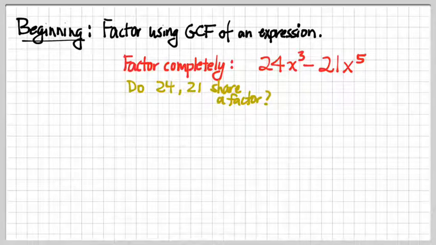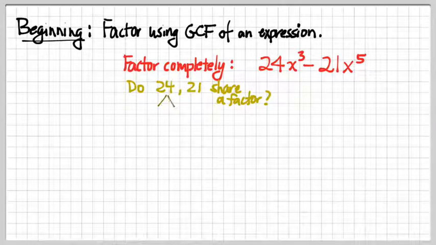Okay, so we might first say, what about oddness and evenness? Well, 24 is even, 21 is odd. So what do they not share as a factor? They don't share 2 as a factor, right? Because one is even and the other is odd, so it's not. The only way for 2 things to share a common factor of 2 is for them both to be even. So 2 is not a common factor.